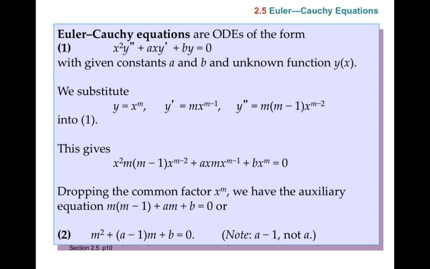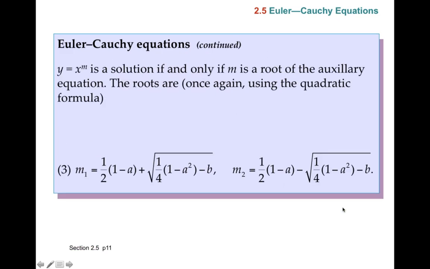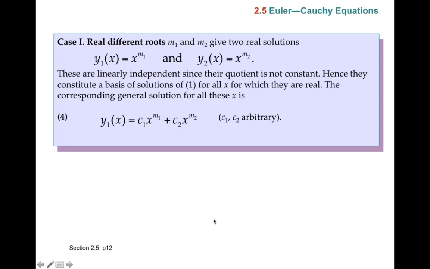So your textbook basically has exactly the same derivation where they come up with this auxiliary equation, and the only difference here is that we have a couple of equations in your textbook that put M1 and M2 in terms of A and B, which were the coefficients in the original equation. So if you wanted formulas for M1 and M2 in terms of A and B, you can get those from this particular point in the textbook.